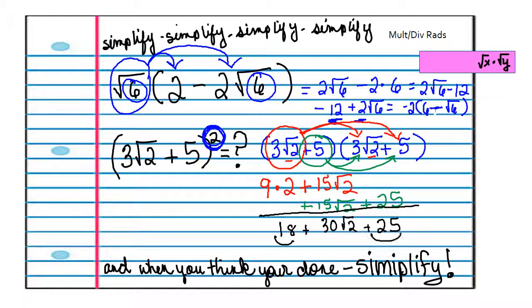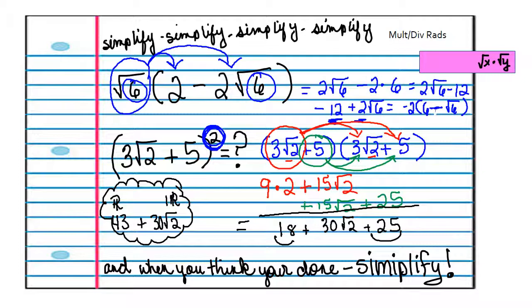So we have an 18 plus the 25. 18 and 25 is 43. I like putting the real number first, the irrational number second, which is going to be positive 30 square root 2. I'm going to give it nice little colors. Cool. Same thing happens when you FOIL them out.